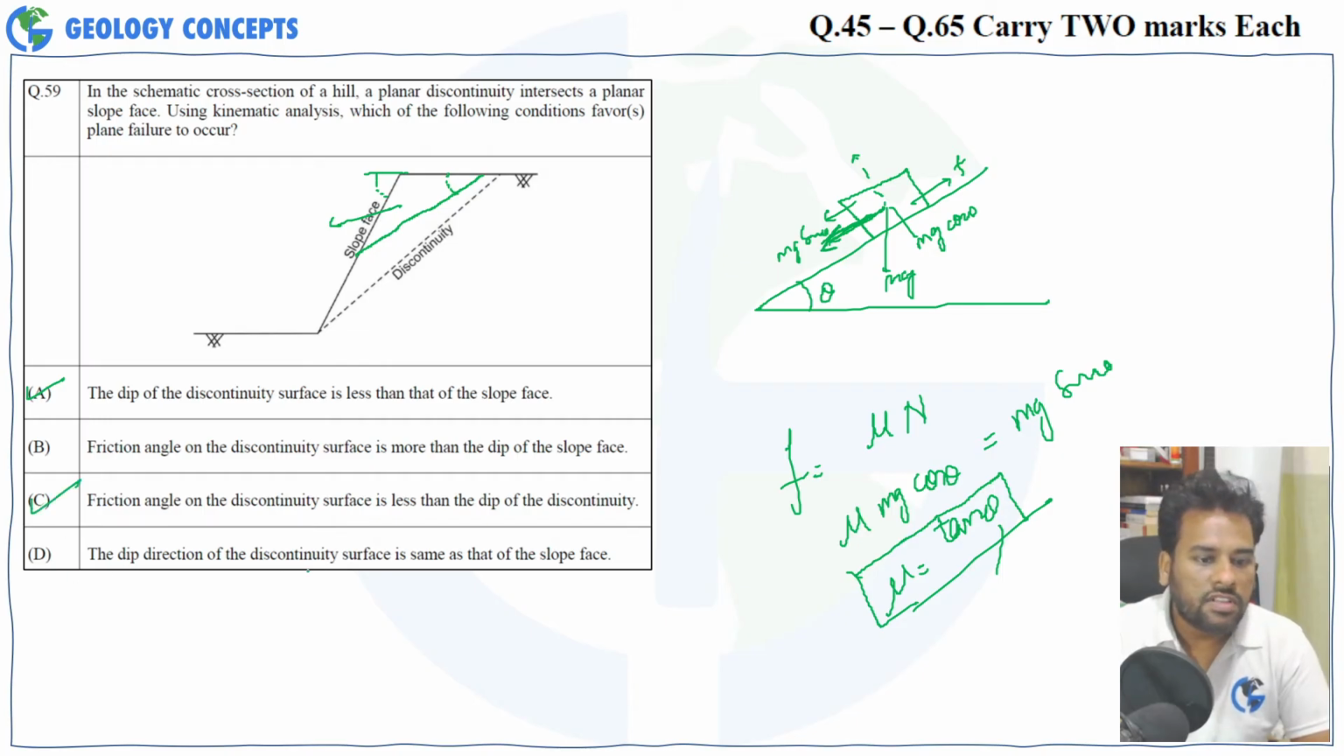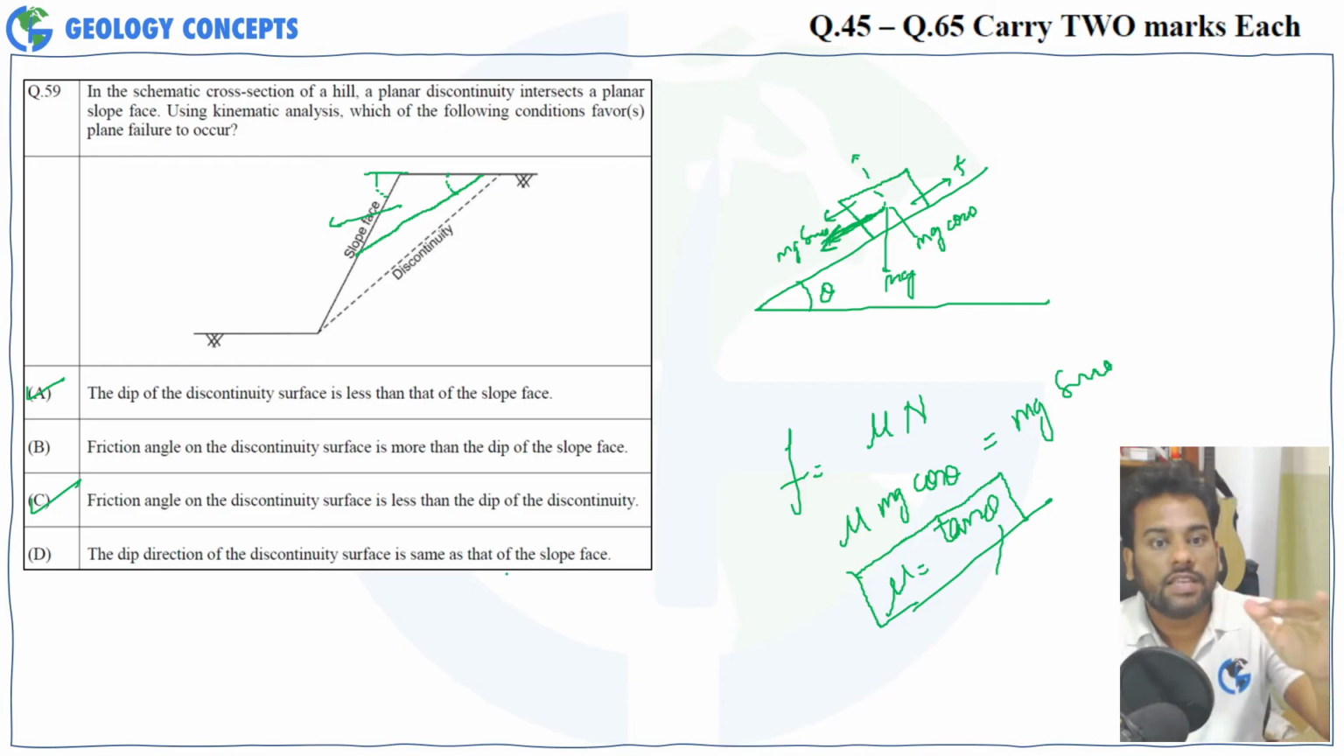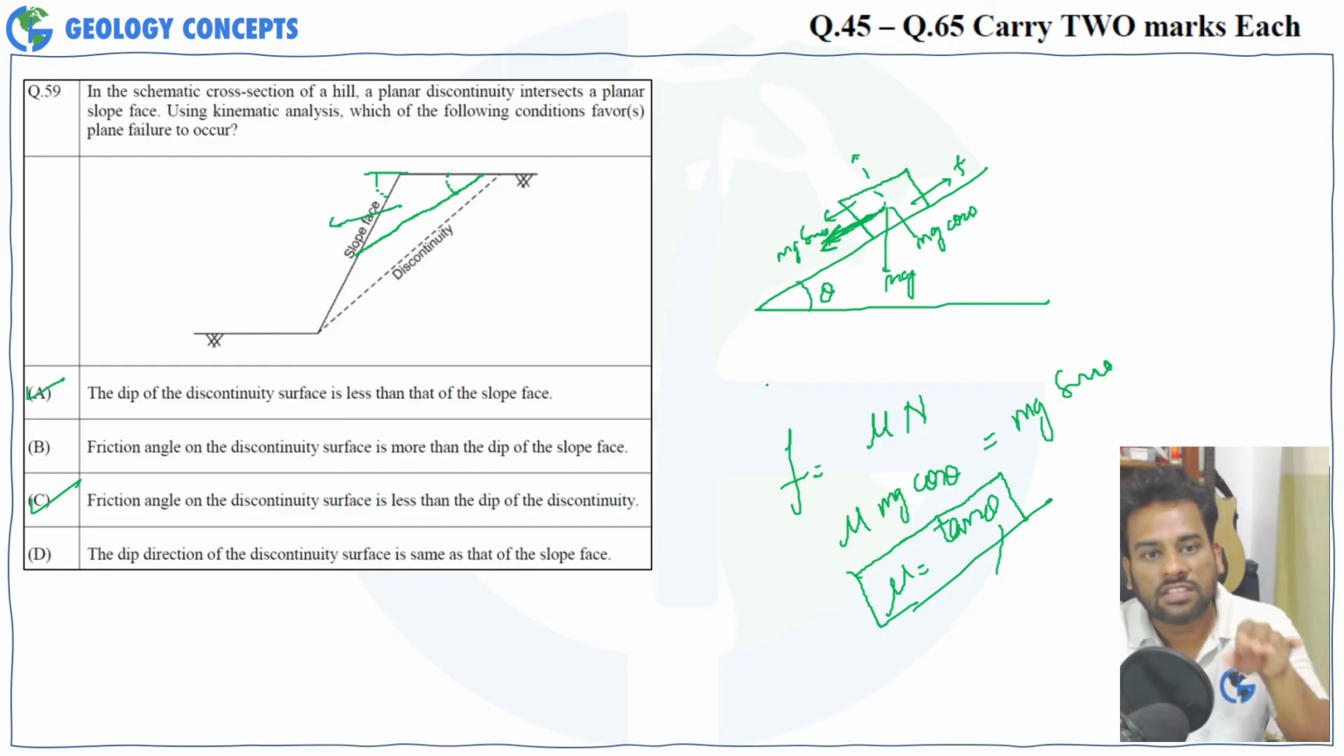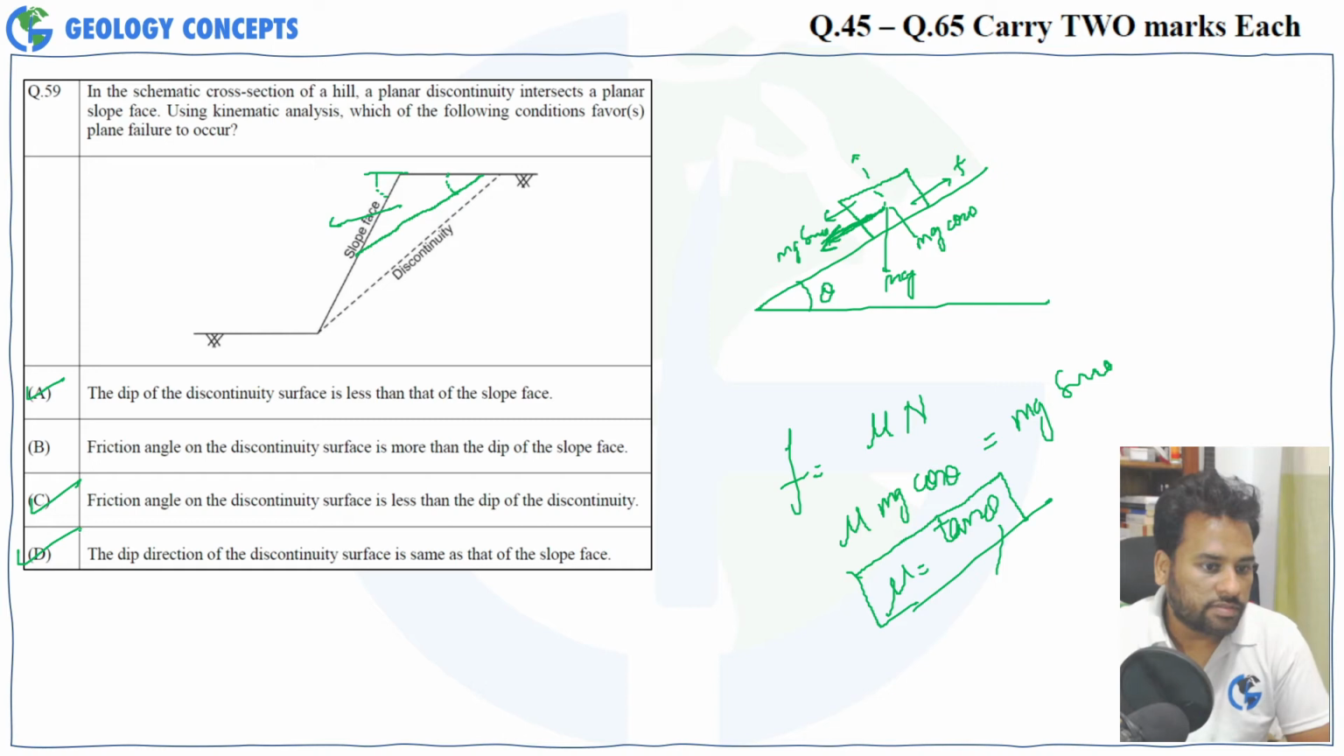The dip direction of the discontinuity surface is the same as that of the slope face. Yes, if the discontinuity is dipping in the same direction, if the dip direction is the same, then it will favor failure. So D is also correct. Good. So A, C, D are the correct options.